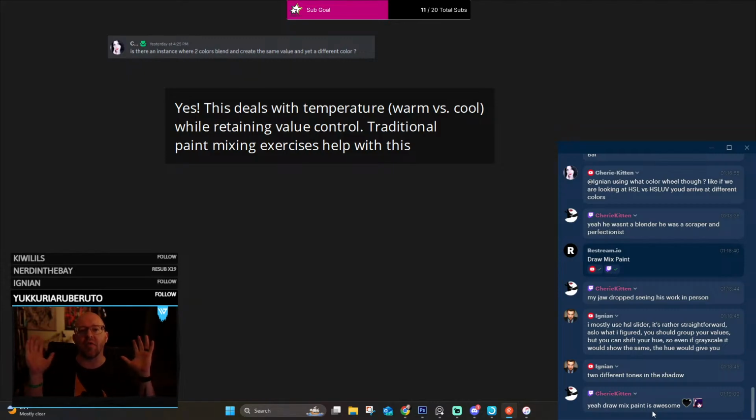It completely changes your mind about the relationship between color and value. Okay. So I mostly use HSL slider. It's straightforward. Also, you should group your values, but you can shift your hue. So even in grayscale, you would show the same. The hue would give you two different tones in the shadows. That's correct. So once again, the warm and the cool.